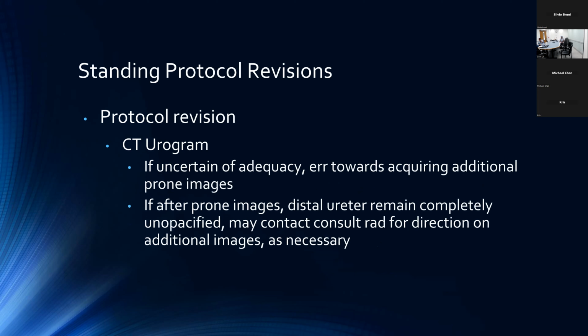What I would say as a general guiding principle, we'll go over a couple of cases, but in general, I would say err towards acquiring additional prone images if you feel that there's any question of inadequacy of those urographic phase images. If after you obtain the repeat prone images, there's still really poor opacification of the distal renal collecting system, so mid to distal ureter is still completely non-opacified, by all means, feel free to contact the consult rad for additional direction on whether or not further imaging is necessary.